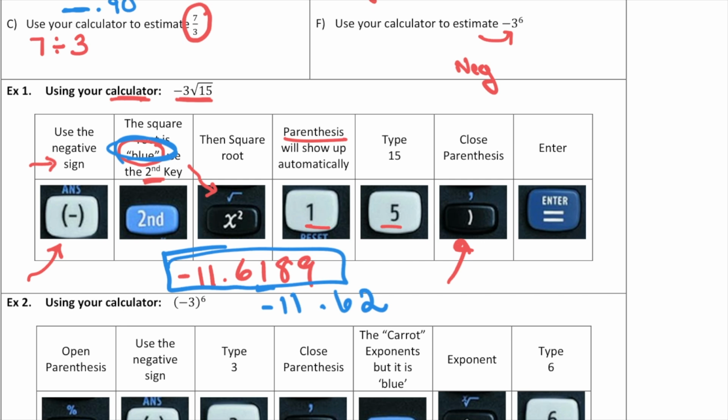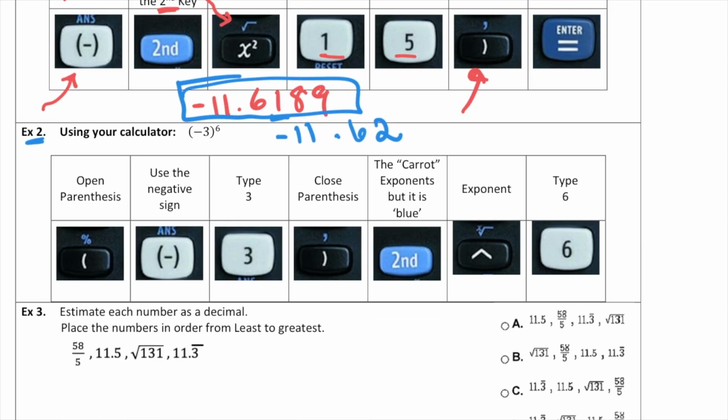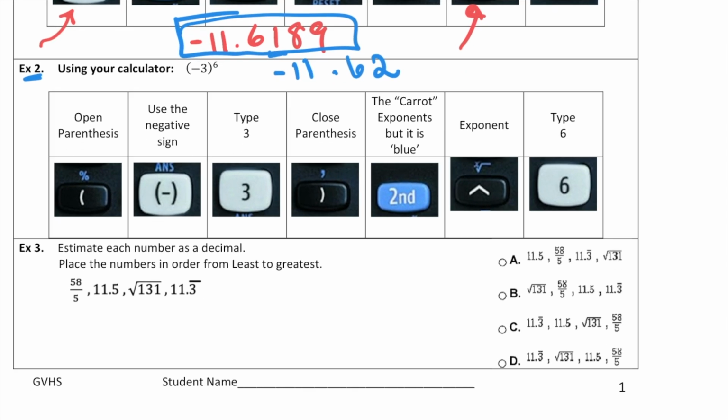Now, for example number 2, do you see how example 2 is very similar to question F? The difference is the placement of the parentheses. In order to use your calculator to find this particular problem, you need to type in a set of parentheses before you do anything else. Then your negative of 3, close those parentheses. Now we're looking for an exponent. This exponent is 6. Your calculator doesn't have a 6. It has a button called the caret button. So use the caret button.